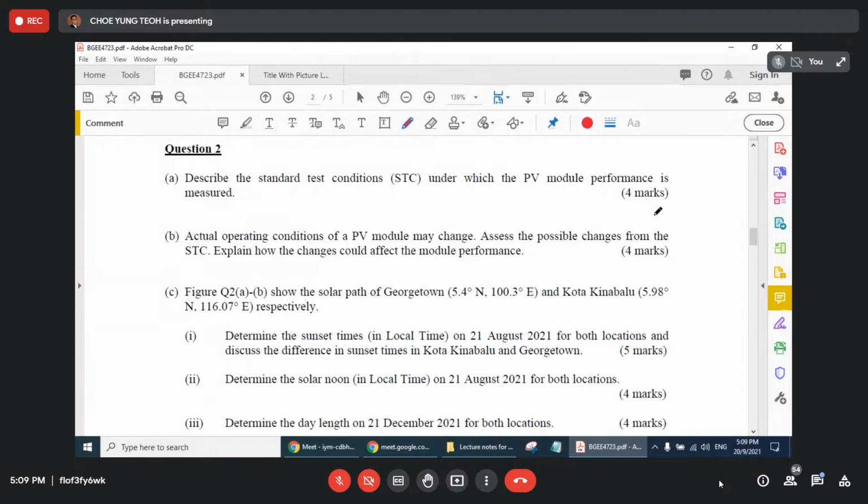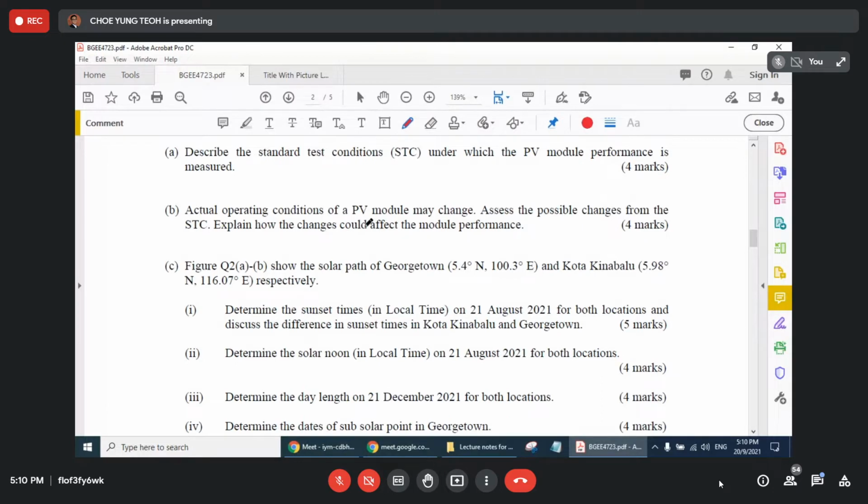This test is to get a standard to test the PV module performance, so that the entire world will use the same standard. So the panel made from China, made from the US, they are using the same standard, something like ISO.